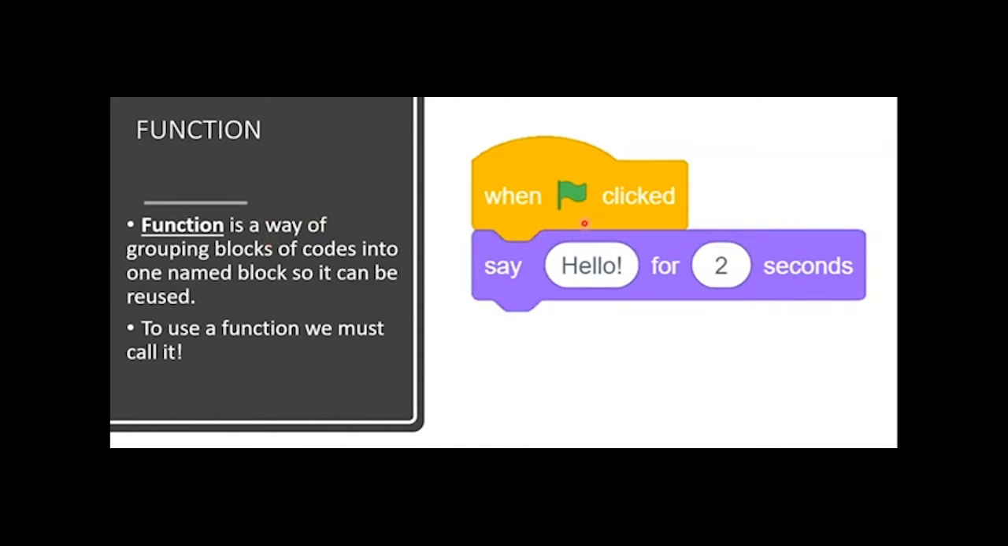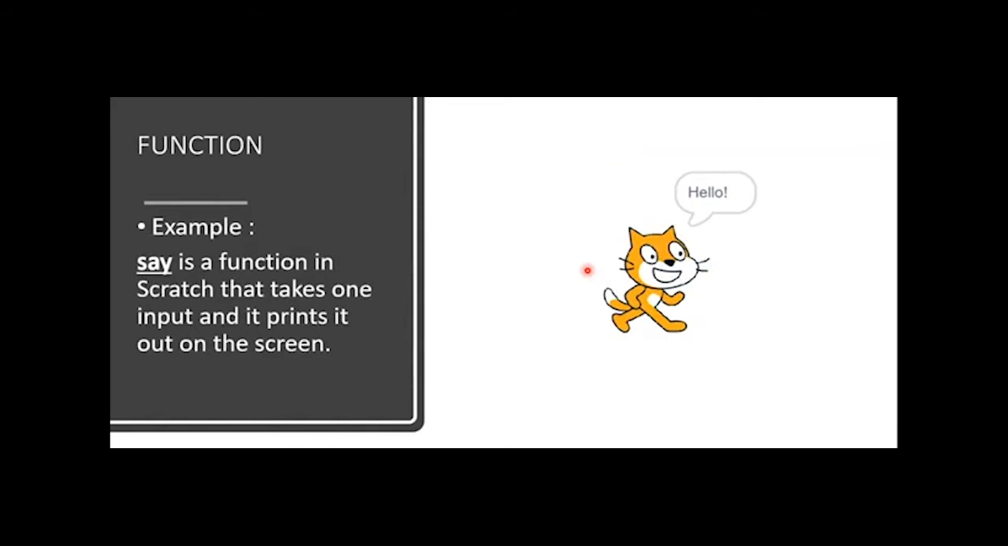A simple example of a function in Scratch that we've been working with is the say block. Most of the time you just call it and give it an instruction; you tell it what you want it to say. We don't know what is behind the say block, but we know it is built such that once you use it, it gets the input that you type in the space, and then it gives the output on the screen.